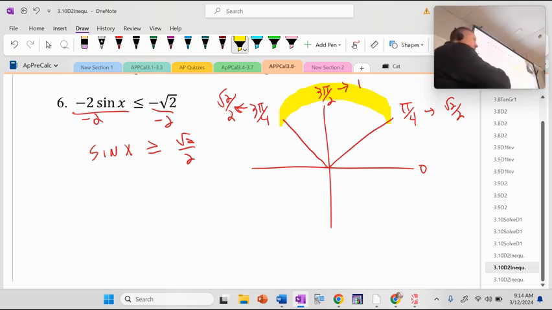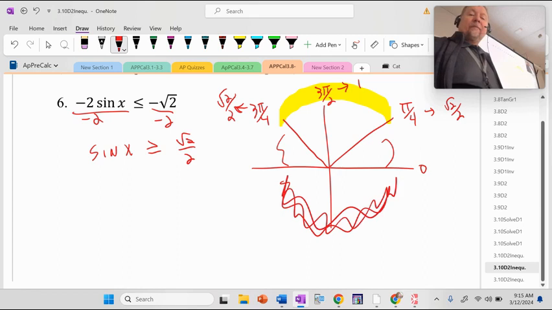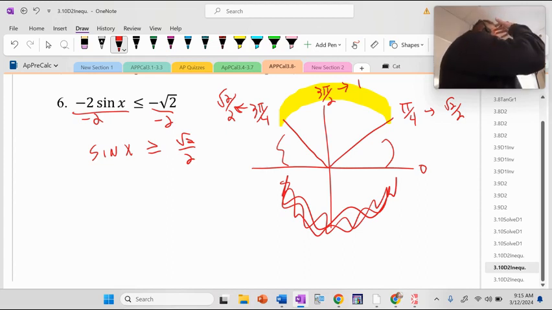All of these are less than that, and all of these are what kind of number? Negative, which is irrelevant. Negatives are not greater than or equal to root 2 over 2 for output values. So literally, that's all I have to think about. I don't have to draw the whole unit circle. I got to know ASTC and know all the bottom ones are negative. Those outputs don't work.